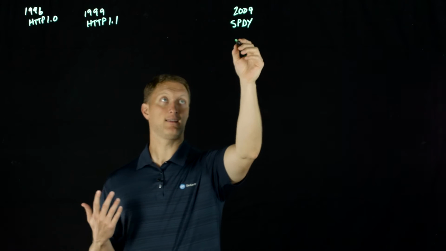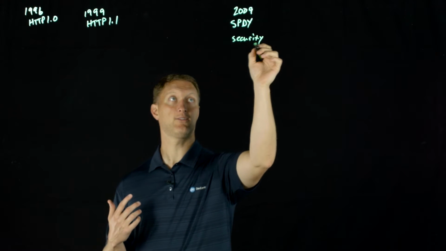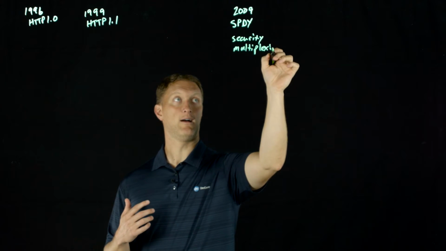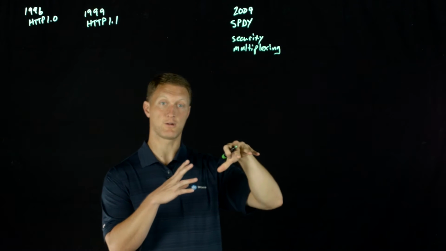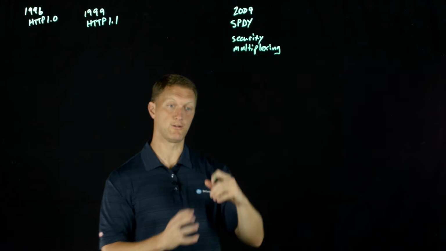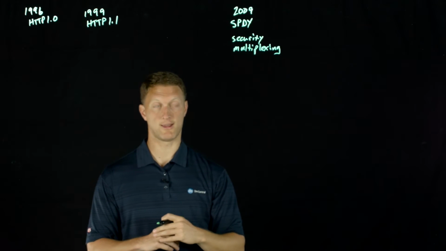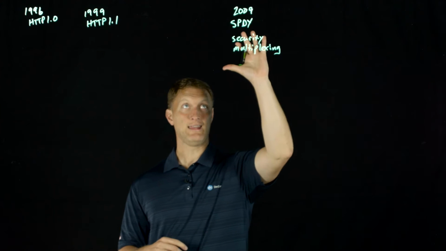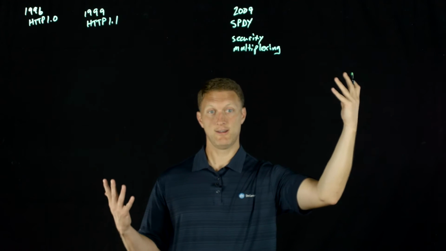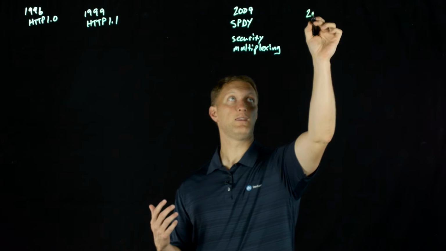It had things like security being required. It had multiplexing, where you could send multiple requests per TCP connection and get multiple responses, multiplexed into a single connection. And so it gained a lot of efficiencies with these more complex websites. But as Speedy gained some traction, the standards body came up with what we now know as HTTP2, in 2015.